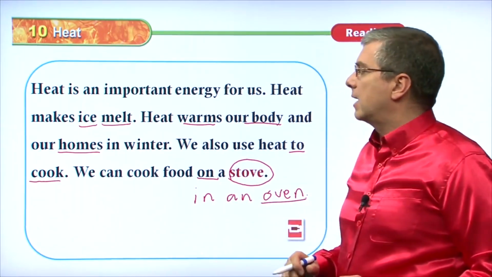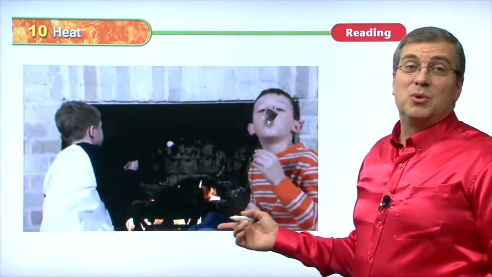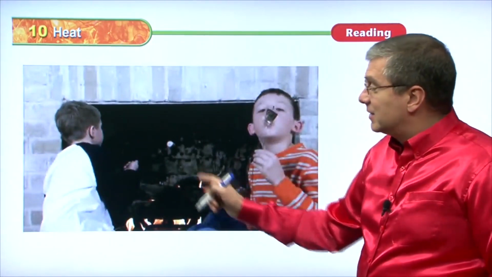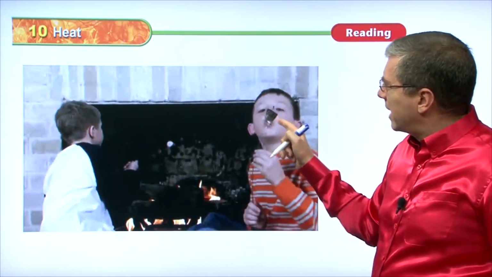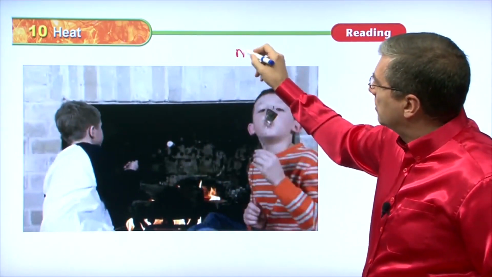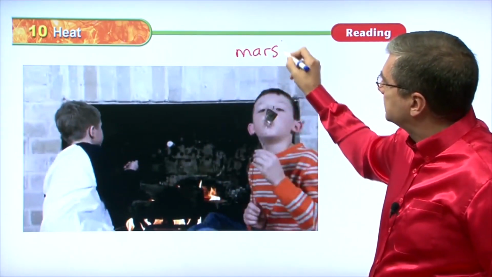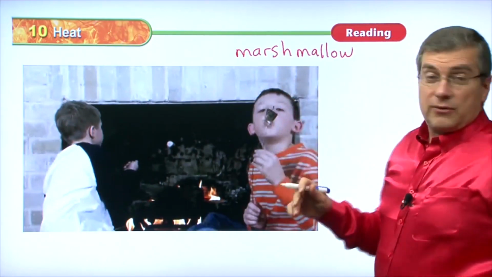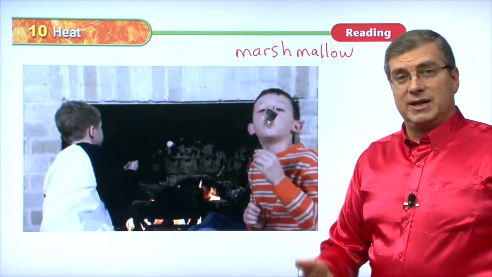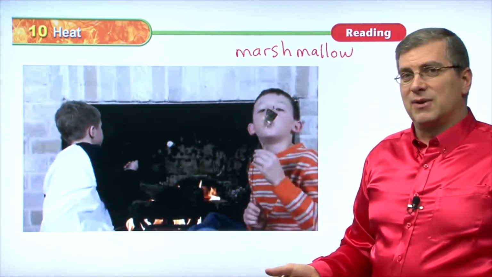Okay, let's take a look at a video. Okay, what are these two boys doing? They're using heat to cook food, but I don't know if this is really food. What do they have there? They have marshmallows. We call these marshmallows. Now, of course, you know what a marshmallow is. You've probably seen that before. They sometimes come in different colors.